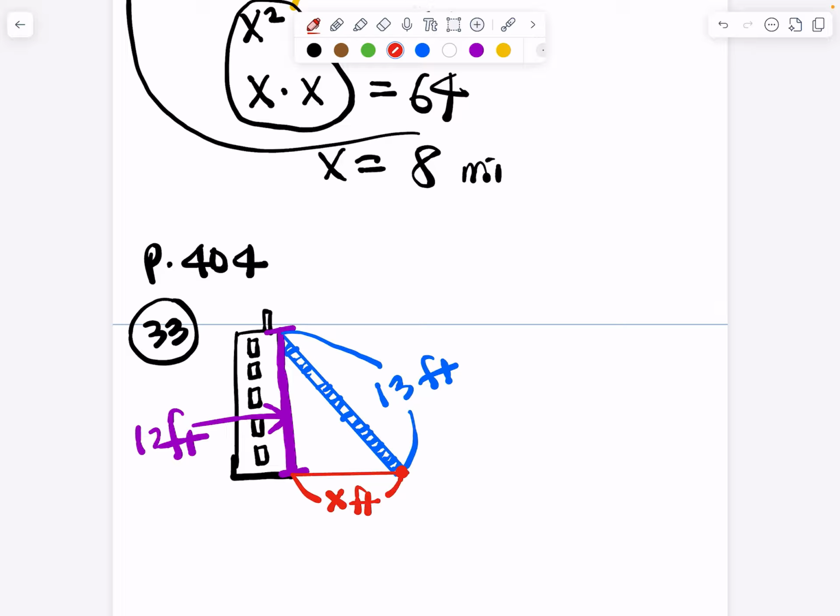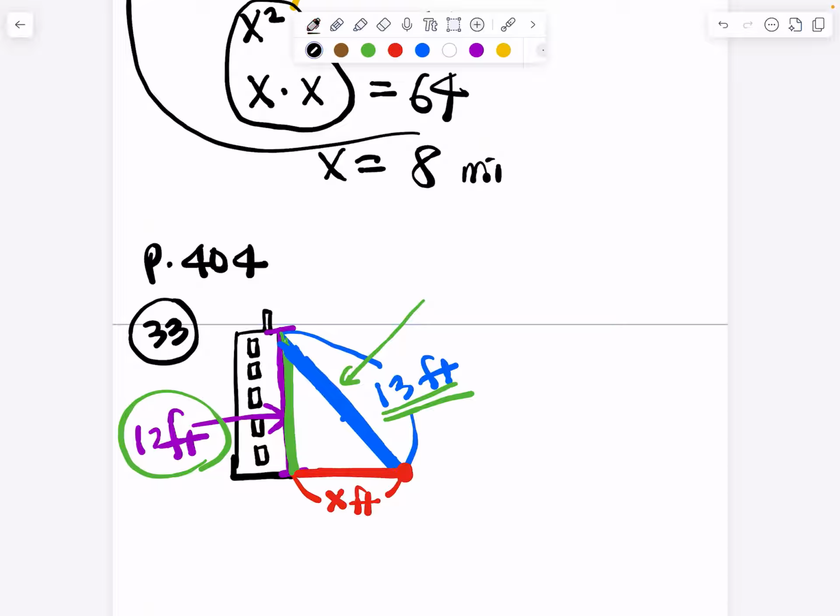So once again, let's run it again. We're still mapping. The ladder leans against the side of a building. This is the side of the building. And it's reaching a height of 12 feet right there, okay? And the ladder itself is 13 feet. That's what the problem says. And the problem is asking you to find the distance from the ladder to the building.